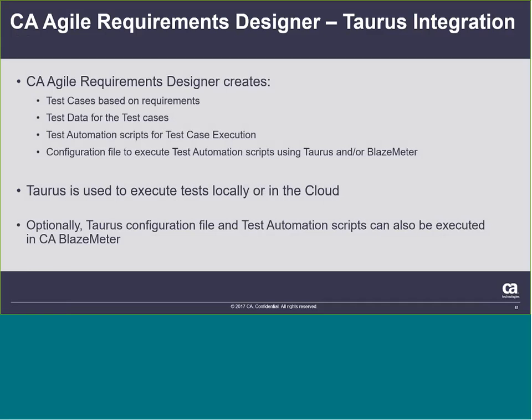Test automation scripts are also created for your test cases using ARD, and then CA ARD creates the configuration file to execute test automation scripts in Taurus and or in BlazeMeter. So Taurus is used to execute tests locally or in the cloud, and optionally you can also use the same set of scripts and Taurus configuration file to execute your test directly in CA's BlazeMeter.